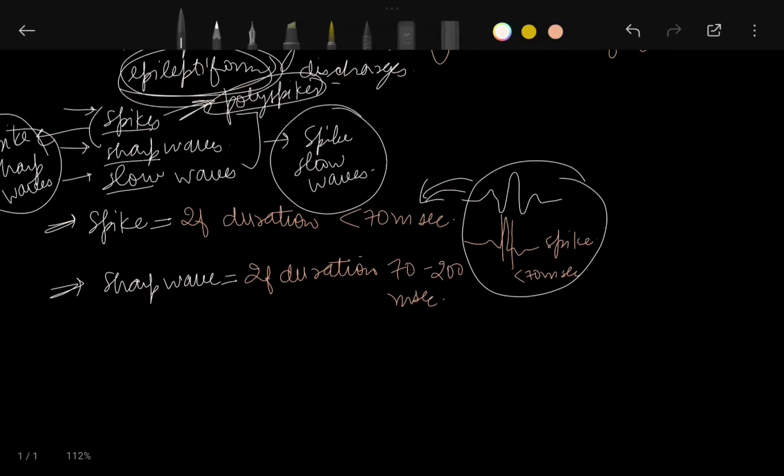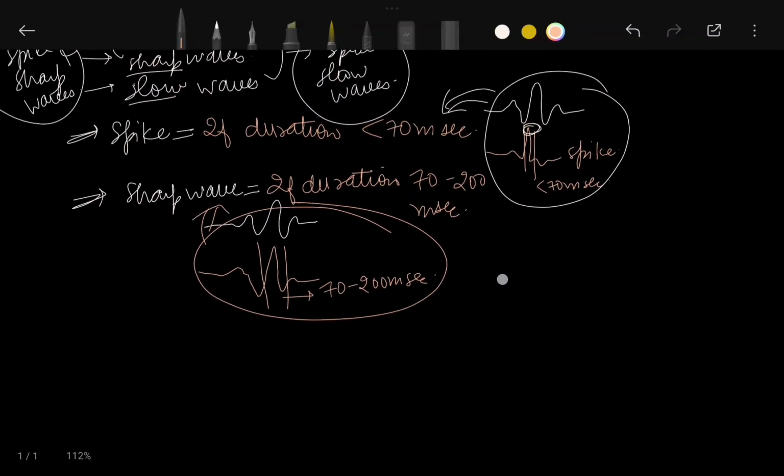Now this is a normal wave. First of all, we got a spike. It was pointed. And if a similar kind of pointed wave is seen with a duration of 70 to 200 milliseconds only, it is a sharp wave. This is again the normal wave. In a sharp wave, the duration is 70 to 200 milliseconds only.